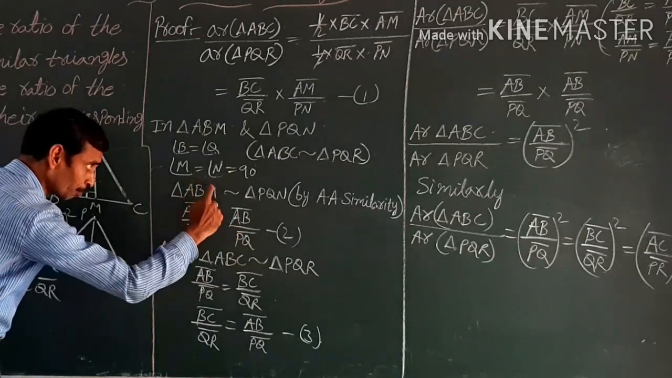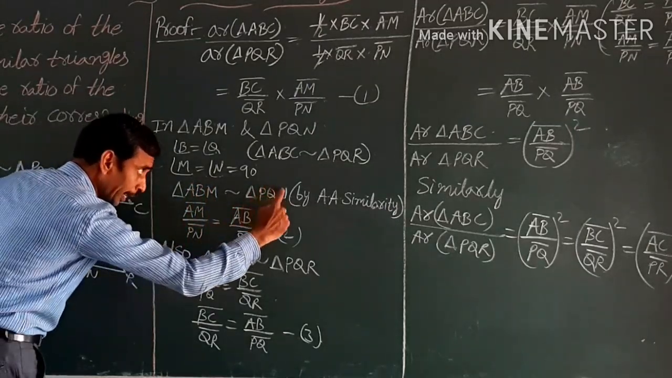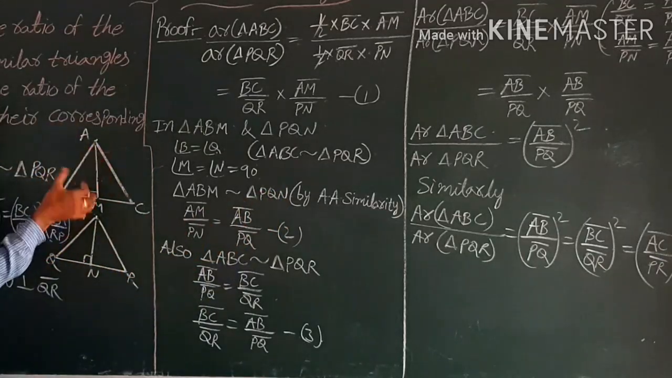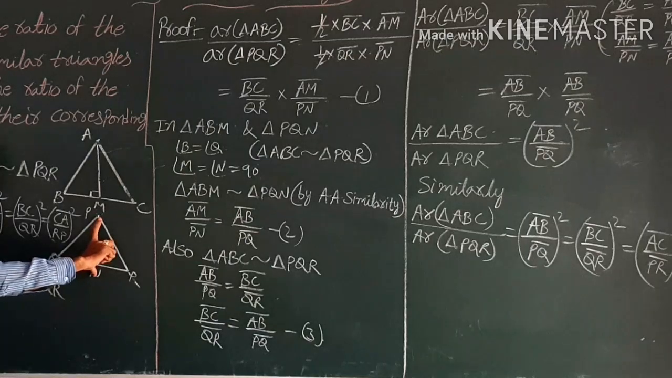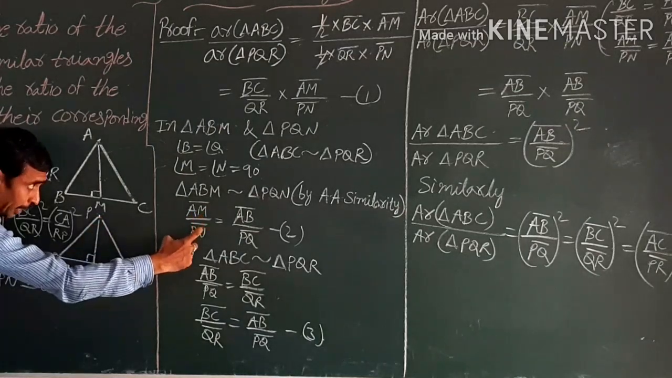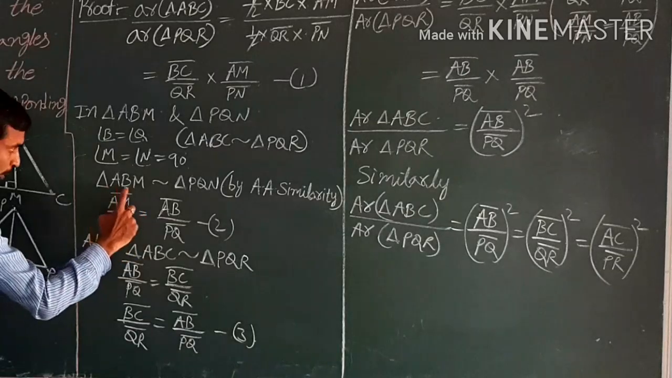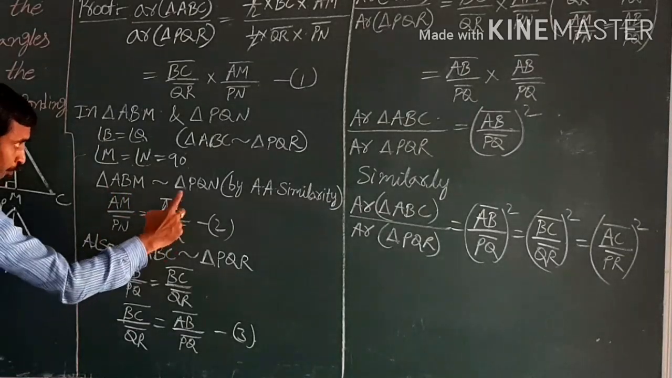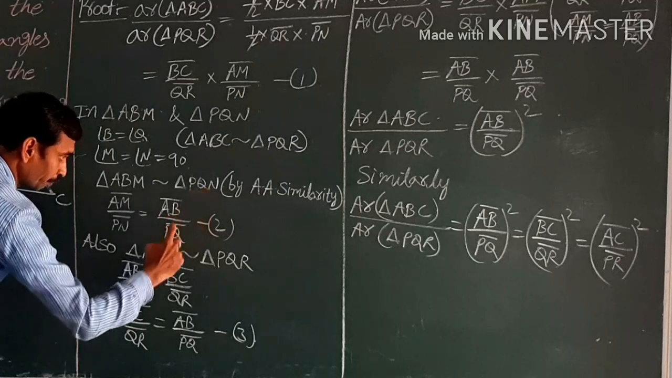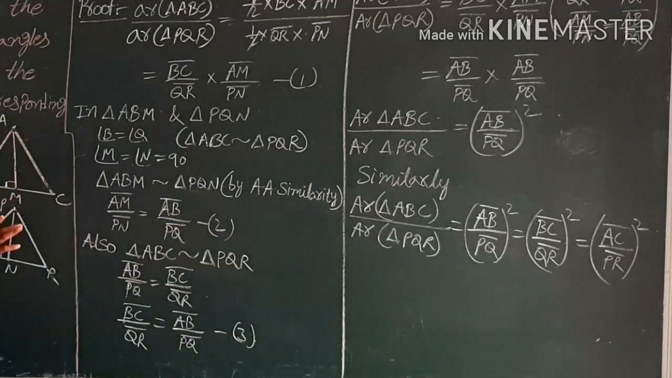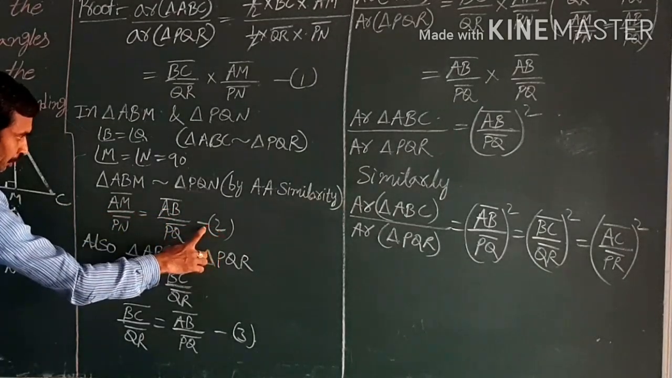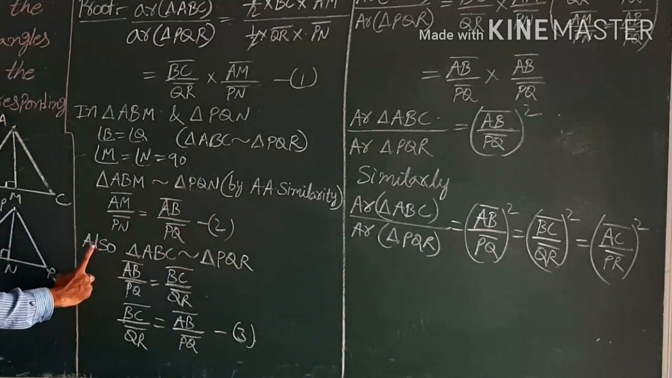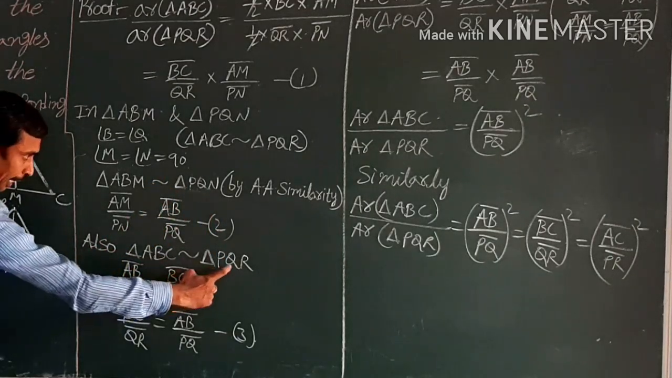According to the similar triangles rule, corresponding side ratios are equal. Here AM is the side corresponding to PN. Where is AM? This is AM, the altitude. Here PN is also an altitude. AM by PN is equal to AB by PQ, taking the first two letters. This one I am taking as the second equation.